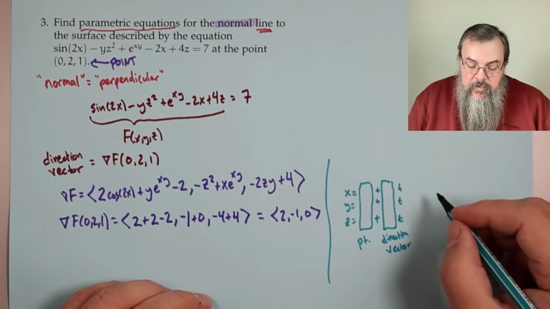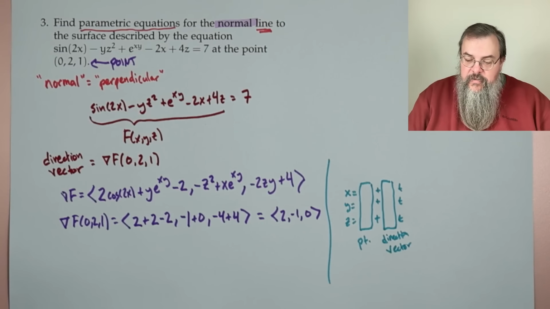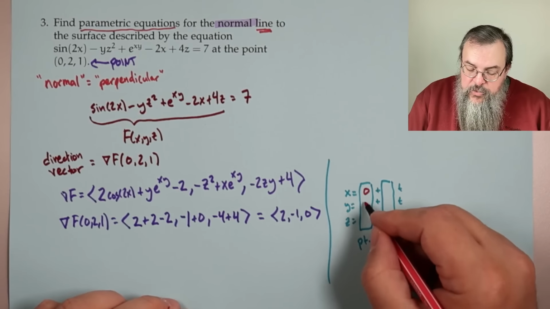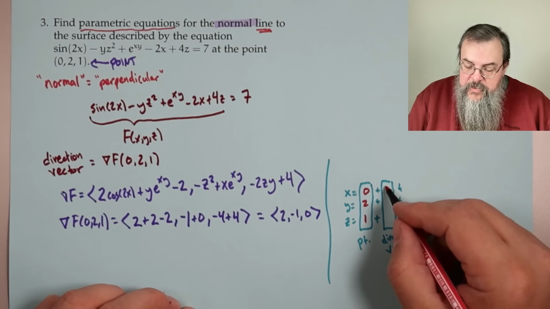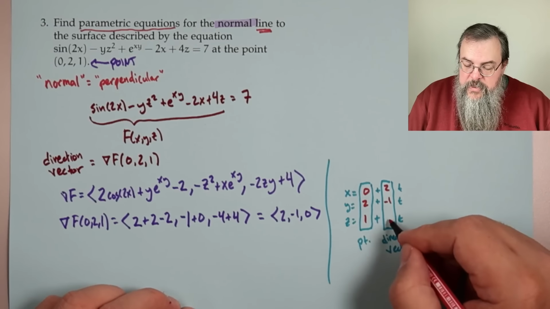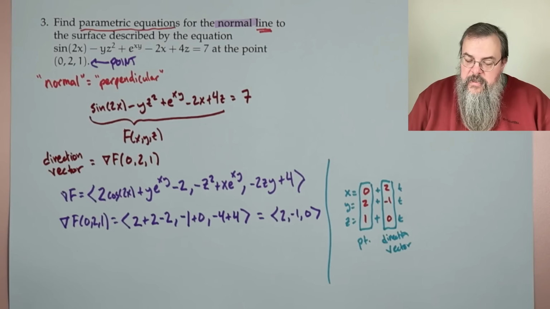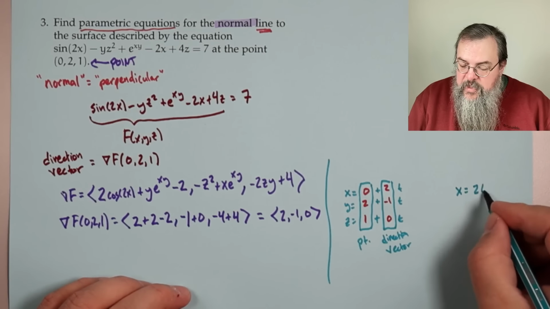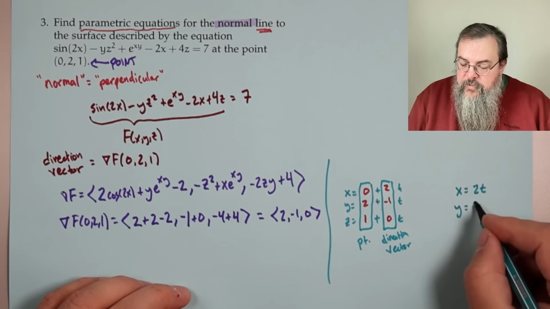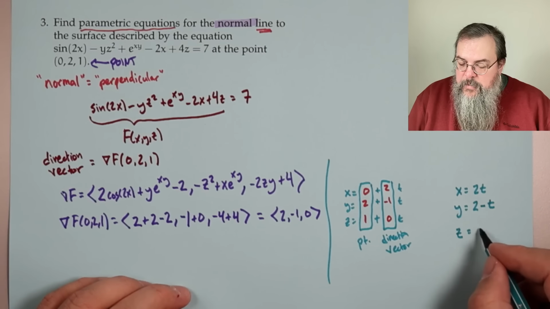So in our case, what do we write in? Well, our point is 0, 2, 1. And our direction vector is 2, -1, 0. And so we get our parametric equations: x equals 2t, y equals 2 minus t, and z equals 1.